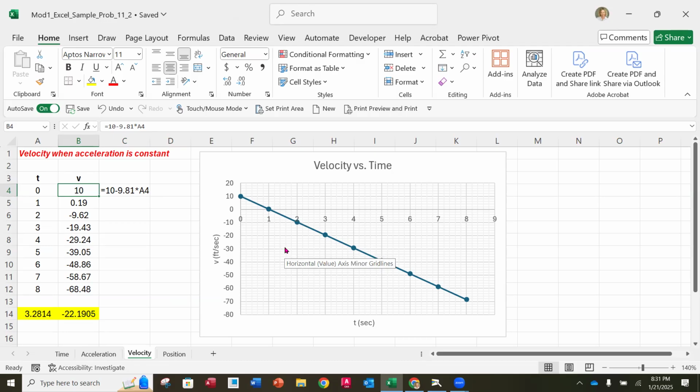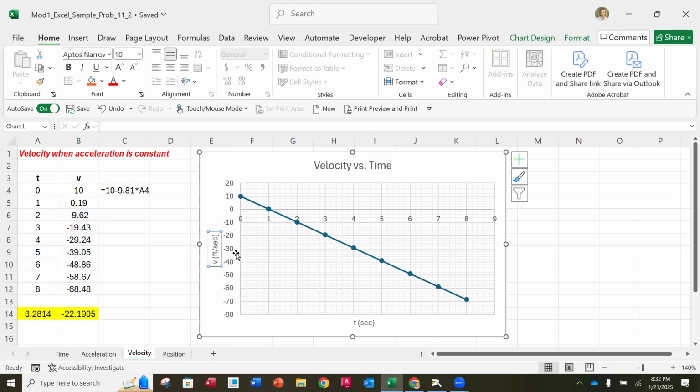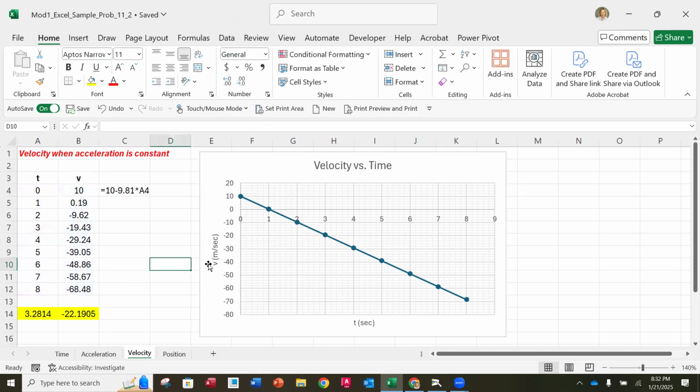Now, I have something wrong here. What do I need to change on my graph? Yes, it needs to be meters per second, not feet per second. So I'm just going to double click here and this needs to be meters per second. So please make sure that your units are consistent with the problem. You're going to have to kind of watch that as you do that. Okay, don't worry about my highlighted value down here right now. All right, just make the actual chart. So any questions on the velocity?